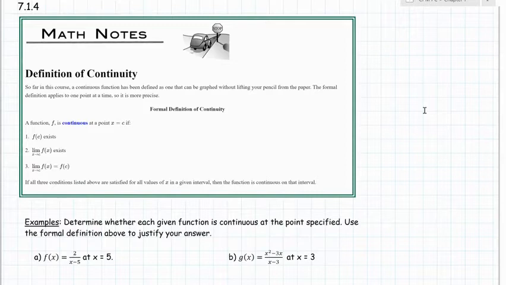Here's a quick video on section 7.1.4 that will especially help when you get to, I believe it's problem 45. If you have any trouble with that one, here's some examples to help out.